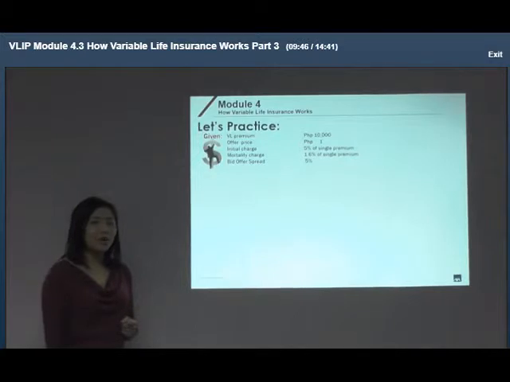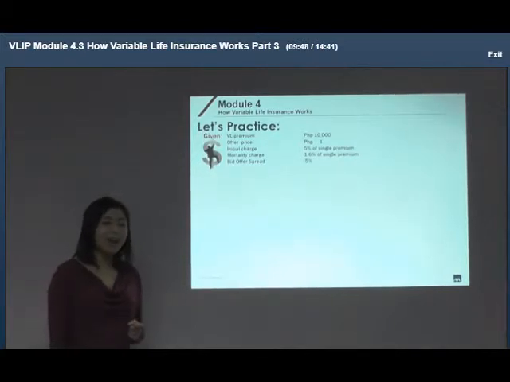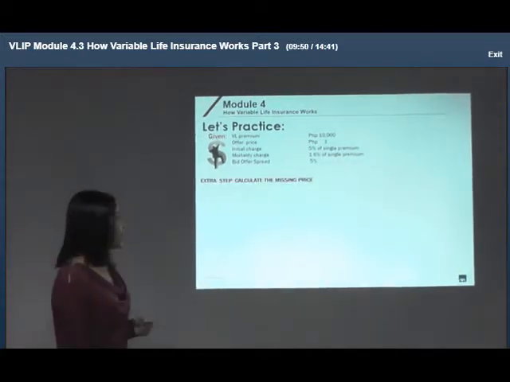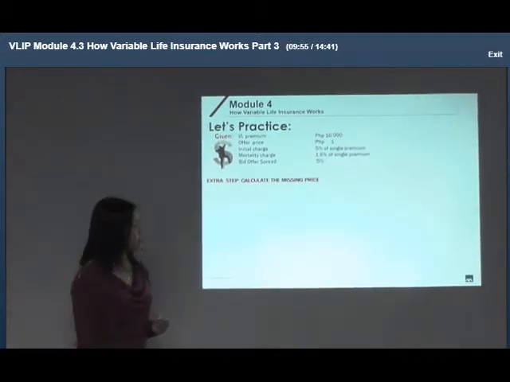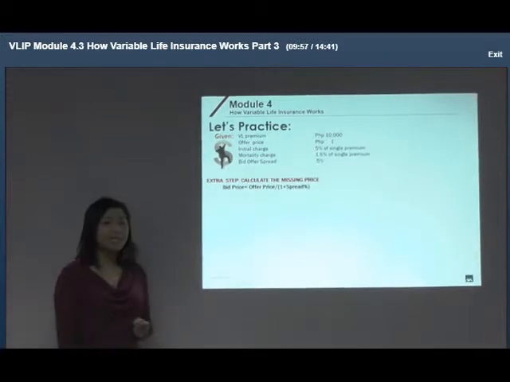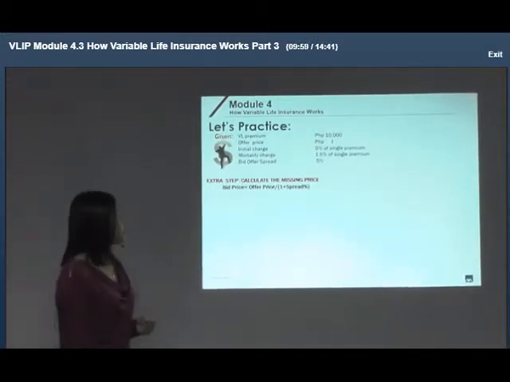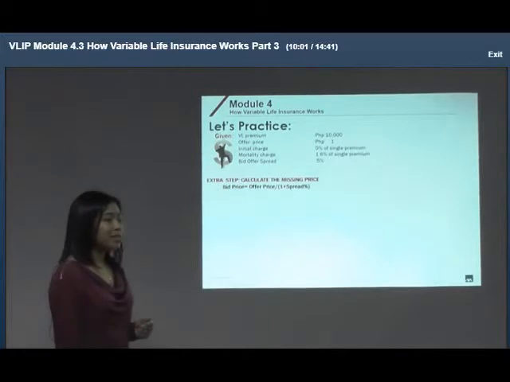Notice that the only given price is offer price. This means that we have to calculate for the missing price. What is the missing price? The missing price is the bid price. And the formula for the bid price is equal to offer price over 1 plus spread percentage.